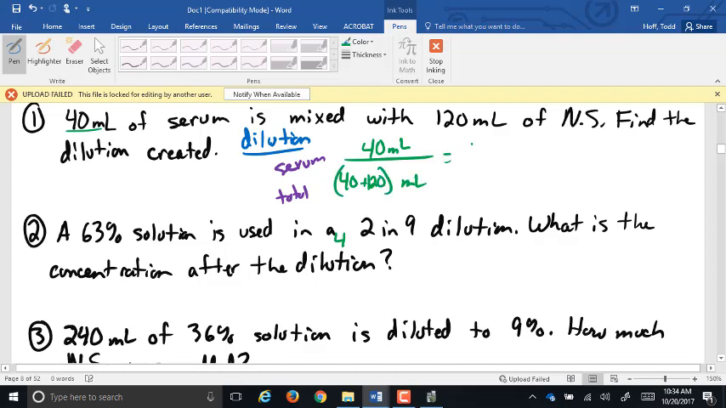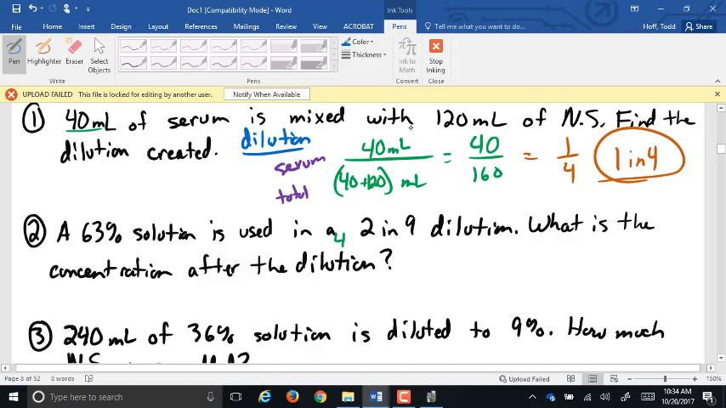milliliters. So that's 40. The milliliters will cancel out over 160, which reduces to a 1 in 4 dilution. Technically, it would be listed as 1 in 4 like that. If you left it as 1/4, that's okay. Any questions on number 1?